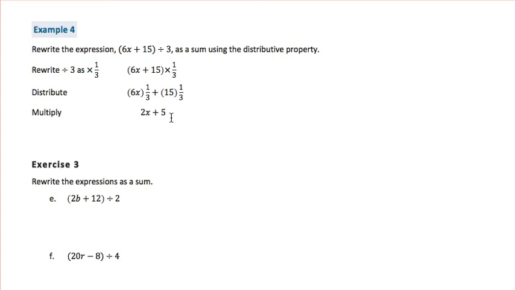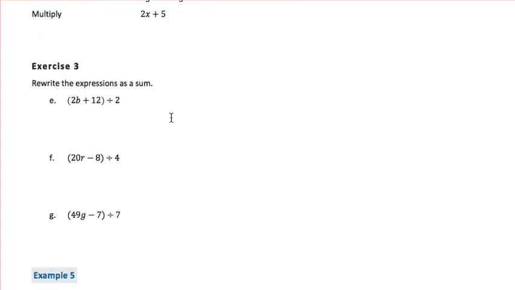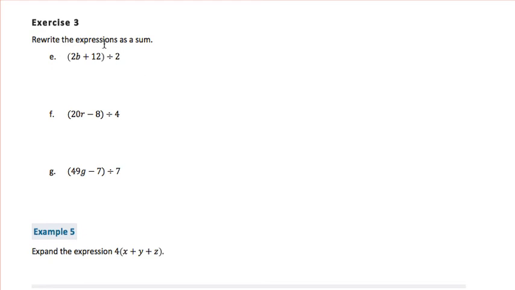Now let's do the same thing in exercise 3. First thing we'll do, 2b plus 12 divided by 2, is we will rewrite the division as multiplication of the reciprocal. So we'll have 2b plus 12 times 1/2.